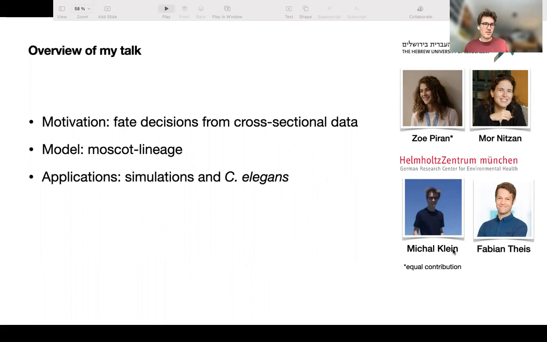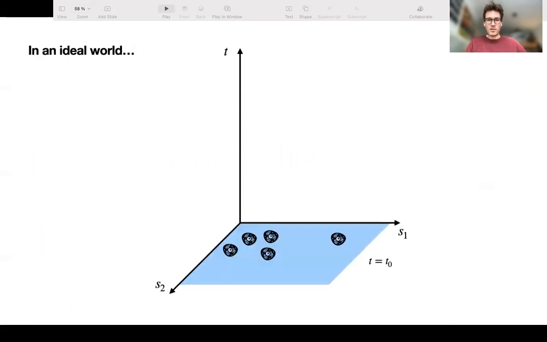Okay, so let me start with giving an overview of my talk. There are three parts. The first one is a motivation. Why do we need this type of model? In the second part, I introduce the model. It's called moscot-lineage. And in the third part of this talk, I give two applications. So let's start with a motivation.